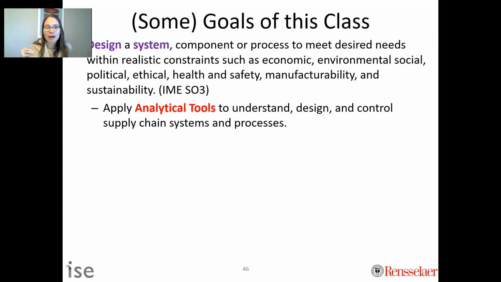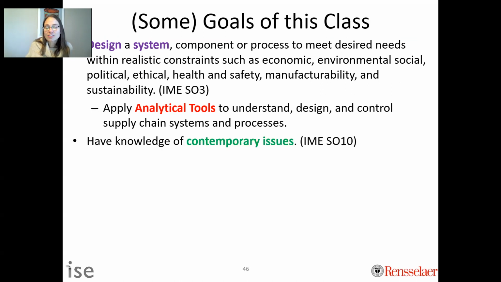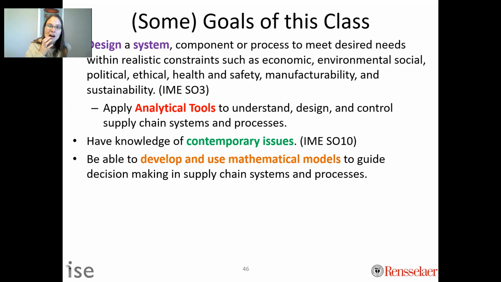When we think about in this class, how will we go about designing these systems? We will make decisions using different tools and computational approaches. I think it's also useful to have some contemporary knowledge of what's going on in terms of supply chains. In the previous videos I made, I said, it's an exciting time to be in supply chains. It's also a challenging time. And so hopefully you have some knowledge about that. I also hope you're able to develop and use math models to guide decision-making in supply chains. We will take a bunch of tools that you've learned in other classes and really use them to support or guide decision-making.